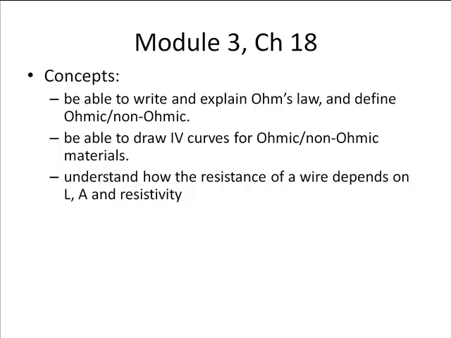You need to understand how the resistance of a wire depends on the length of the wire, the area of the wire, and its resistivity. Remember, the resistance is directly proportional to the length. If you make the wire twice as long, its resistance is twice as high, and inversely proportional to the area. The resistivity is a constant that depends on the material. All right, so the resistivity depends on what the material is, whether it's copper or iron. It depends on how pure the material is. The higher the purity, the lower the resistivity, and it also depends on the temperature. The higher the temperature, the higher the resistivity.